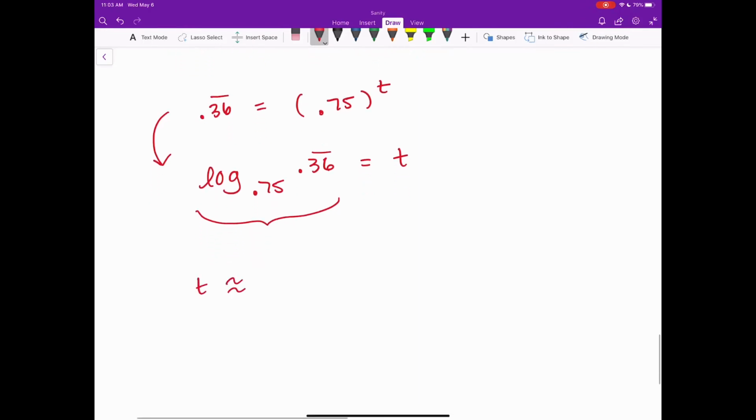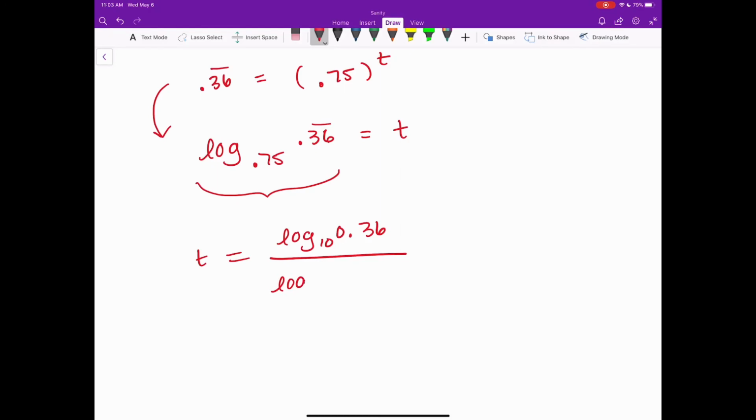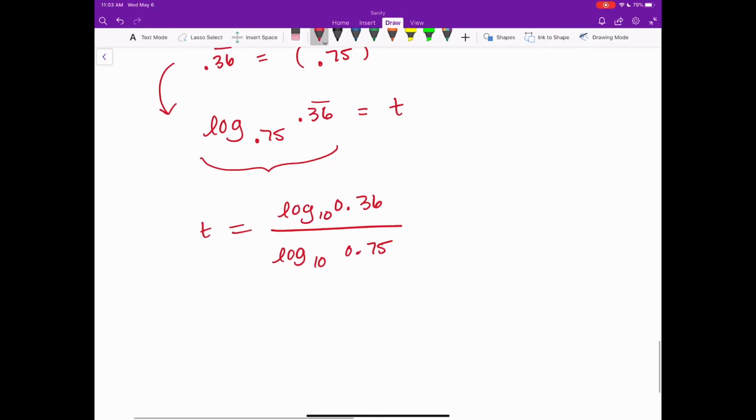So t is going to be log base 10 of 0.36 divided by log base 10 of 0.75. And then I plug that into my calculator as log 0.3636363636, I just put a whole bunch of 36s in there, divided by log of 0.75, and I got an answer of roughly 3.5. All right.